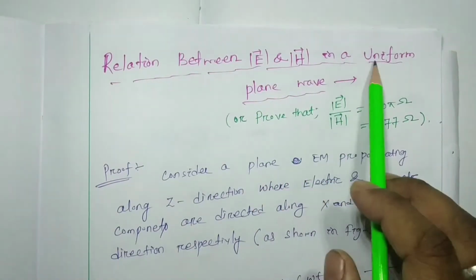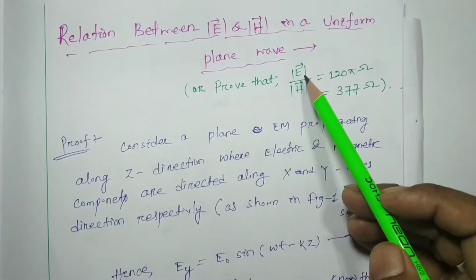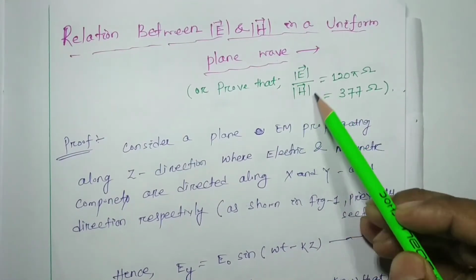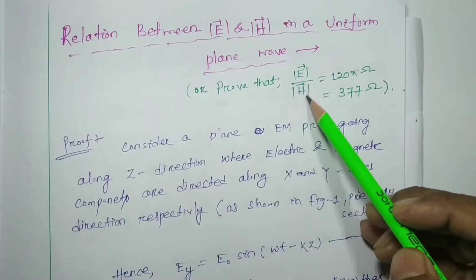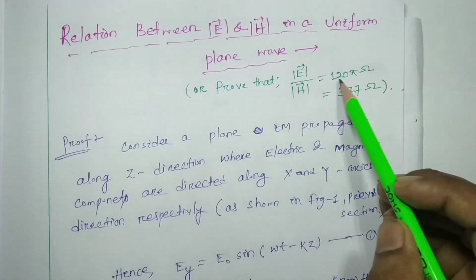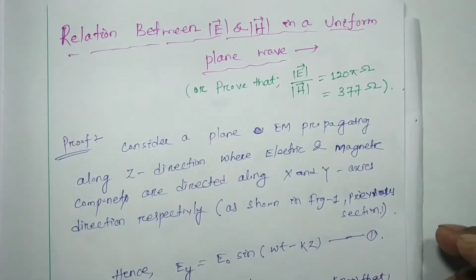Okay, so next we have to move to the relation between the magnitude of E and the magnitude of H in a uniform plane wave. We have to prove that the ratio between the two magnitudes, electric component magnitude and magnetic component magnitude, E by H, will be equal to 377 ohm or 120 pi ohm. These things we are going to prove.